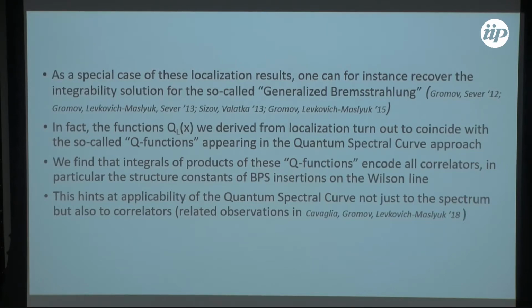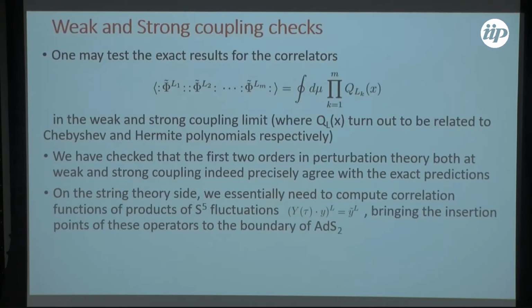Okay, one can also check these results at weak and strong coupling. In that case, these integrals become manageable. These polynomials actually reduce to classical orthogonal polynomials. At weak coupling, they reduce to Chebyshev. At strong coupling, they reduce to Hermite. And you can evaluate this at weak and strong coupling, and we have verified to the first two orders in perturbation theory, both at weak and strong coupling, that they match the known perturbative results.